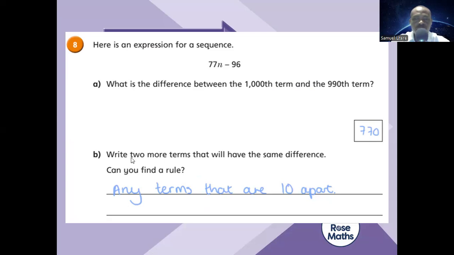And then here you're told to write 2 more terms that will have the same difference. Of course, you can write many more terms, but have you noticed that when you do that, it's always terms that have a difference of 10. So every terms that are 10 apart will give you this. So you could do 1010 and then 1020, you'll get the same. So when they're 10 apart, you'll get the same result.